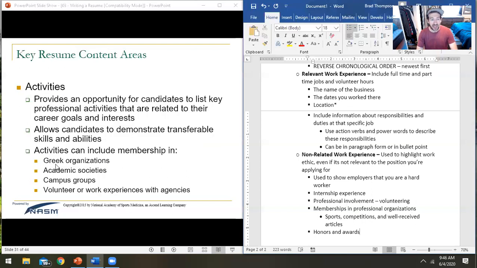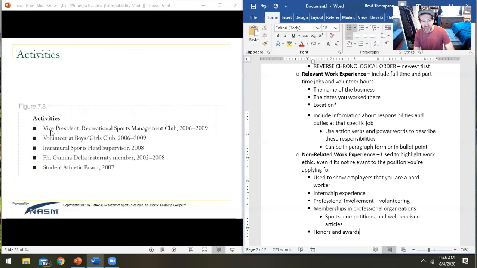So activities, right? Greek organizations, academic societies, same thing, right? That's all part of the awards conversation. So activities: vice president of blah, blah, blah, volunteer, intramural sports. There's all this stuff. Again, this person's resume is massive, right? Like these pictures here. That's somebody who's got a very 2-page resume, so they're putting all of this stuff on.